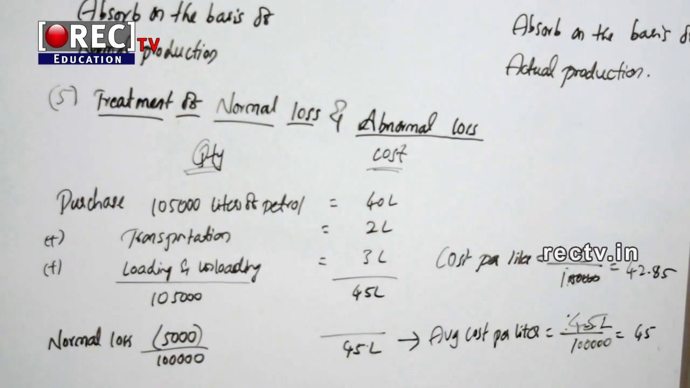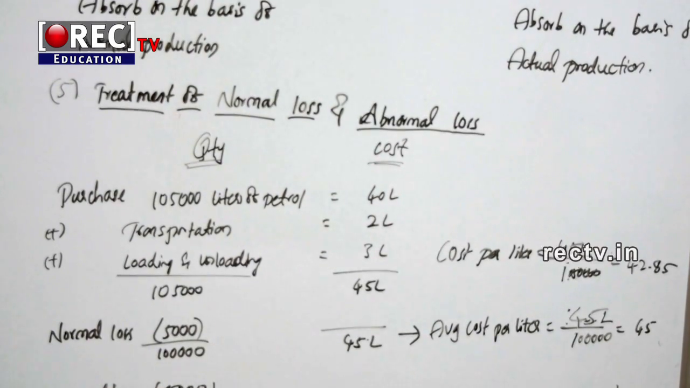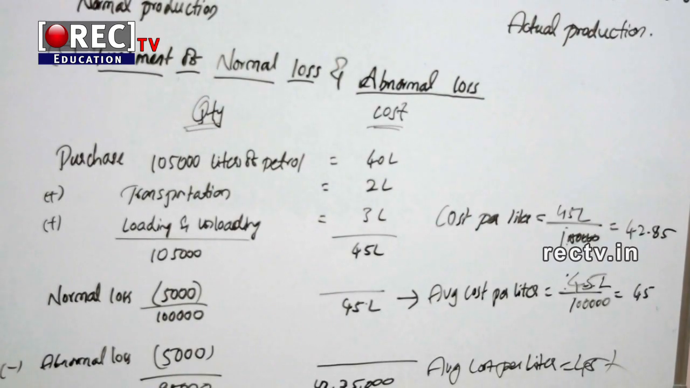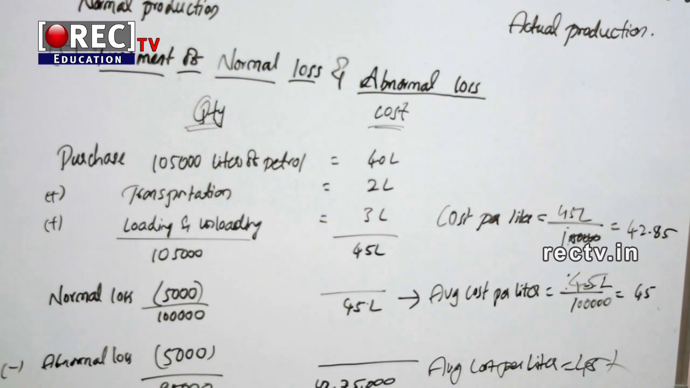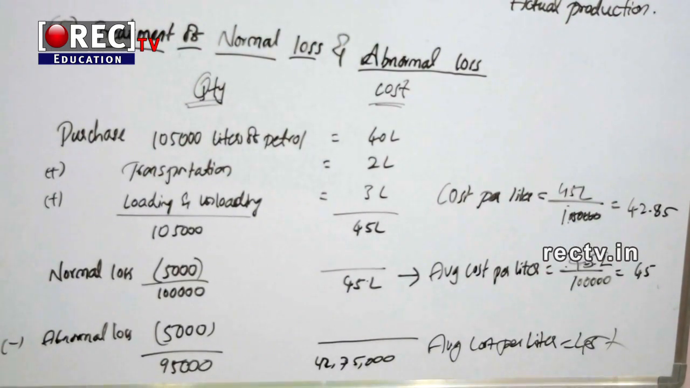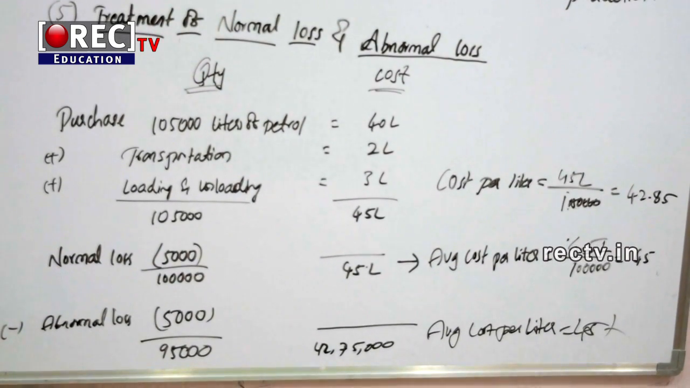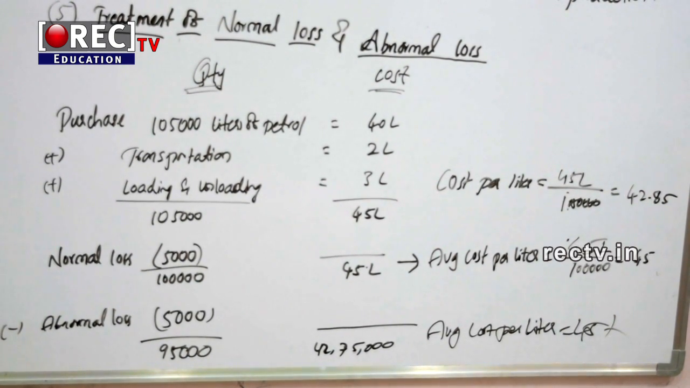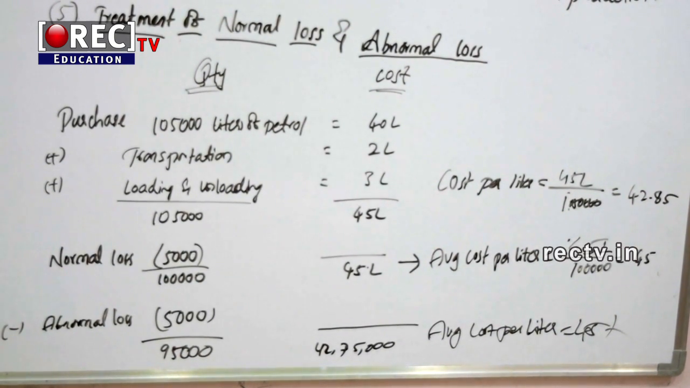On the left hand side we have taken quantity and on the right hand side we have taken cost. Here purchases, that is 1,05,000 liters of petrol, its cost is 40 lakhs, and for the transportation 2 lakhs was incurred, and the loading and unloading charges were 3 lakhs. Now the total liters of petrol is 1,05,000 and the total cost incurred for that is 45 lakhs.